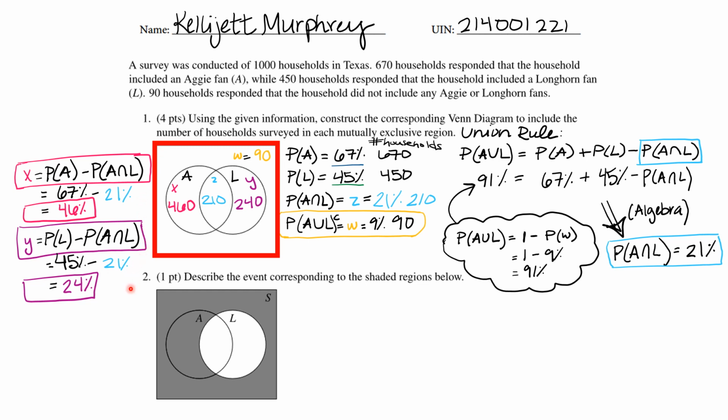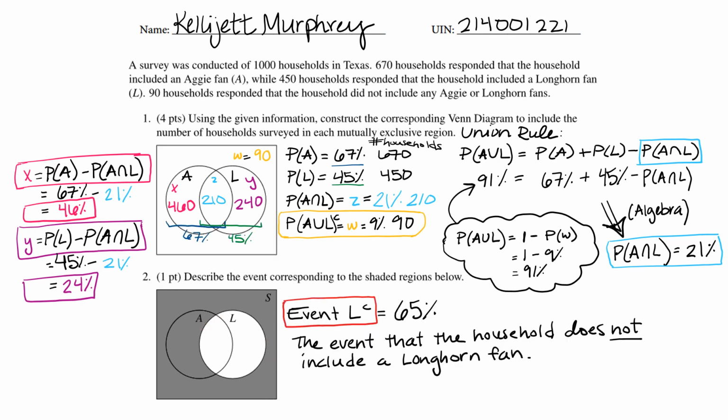Now if we look at question number 2, it's asking us to describe the event that corresponds to the shaded regions. Well, the shaded regions are everywhere except for area L. So that means this is going to be a complement. So this is going to be L complement. So the event L complement means everywhere except for event L. So the event that the household does not include any Longhorn fans.